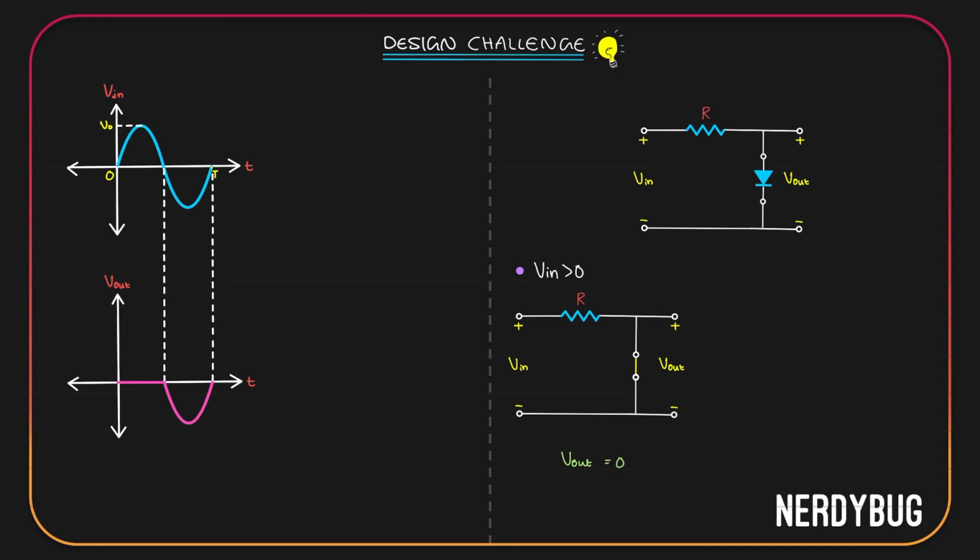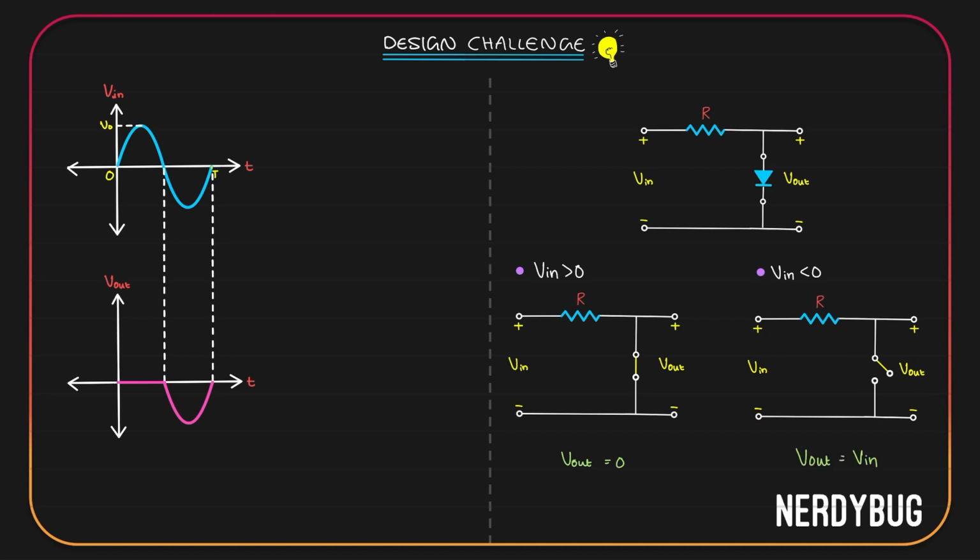When input is negative, diode gets negative potential here and positive potential here. It will be reverse biased. We can model it as an open circuit like this. Obviously, since the circuit is open here, whatever is given at the input is exactly seen at the output. So V output is equal to V input.